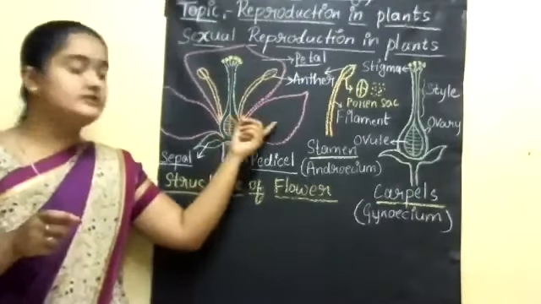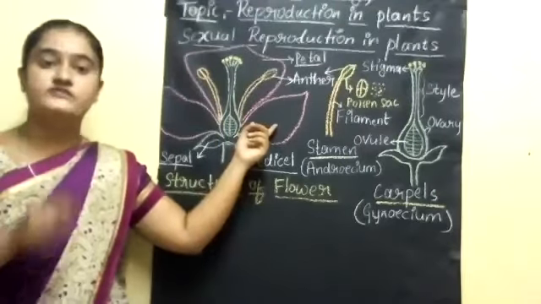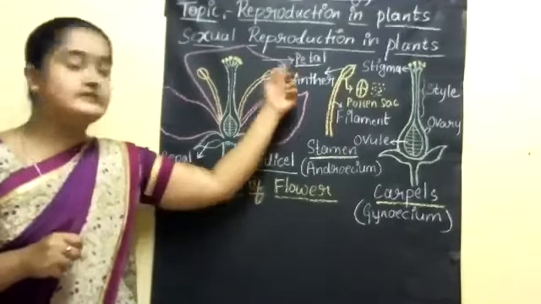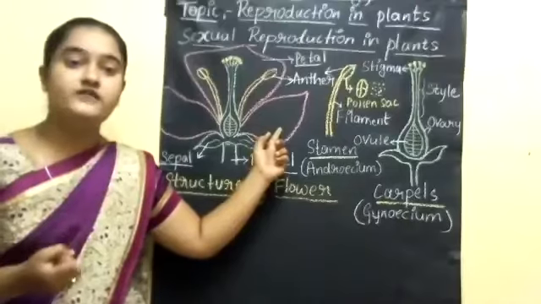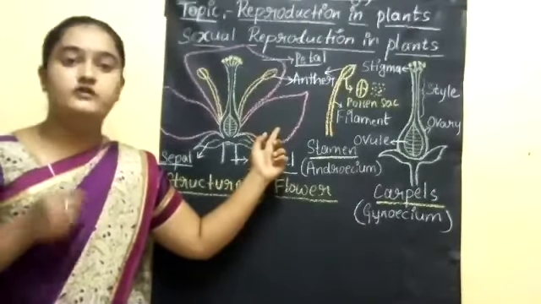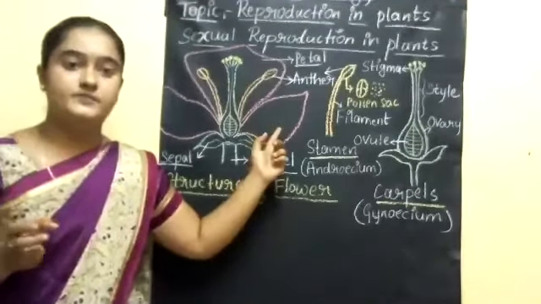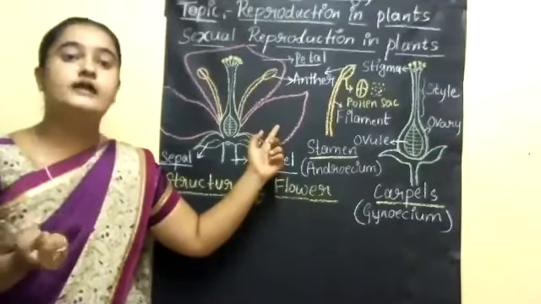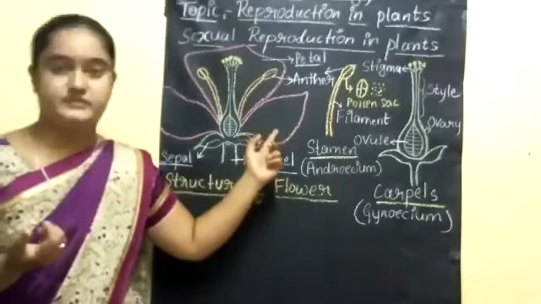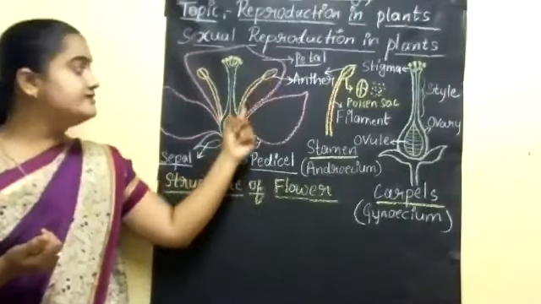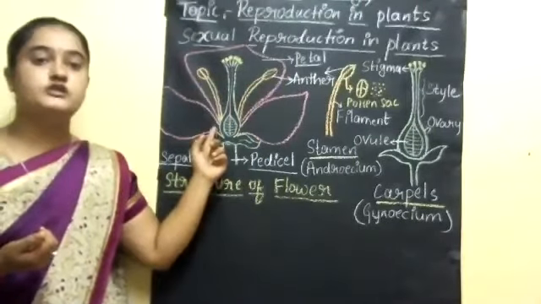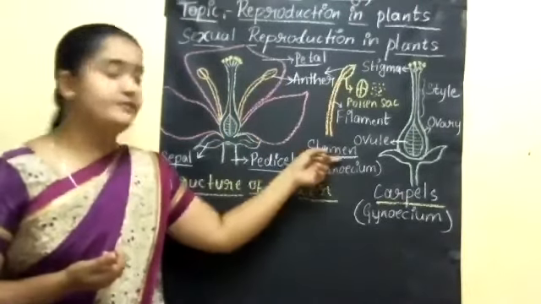The second whorl is called corolla. Corolla consists of single units called petals. These petals are very attractive and colorful, but they are not green. They are colorful to attract insects for pollination. The third whorl is called androecium. The androecium consists of a special structure called stamen.